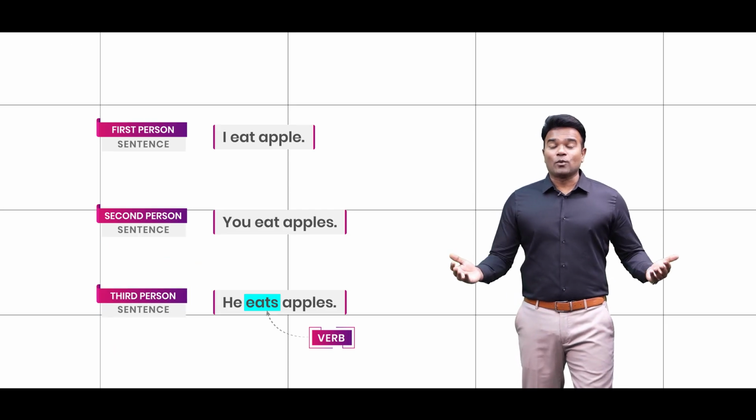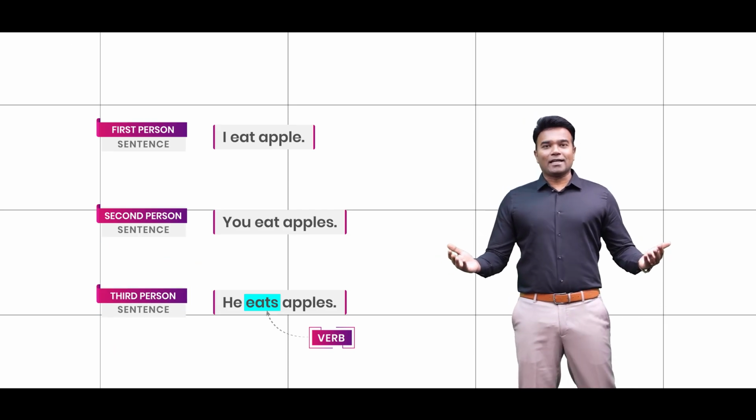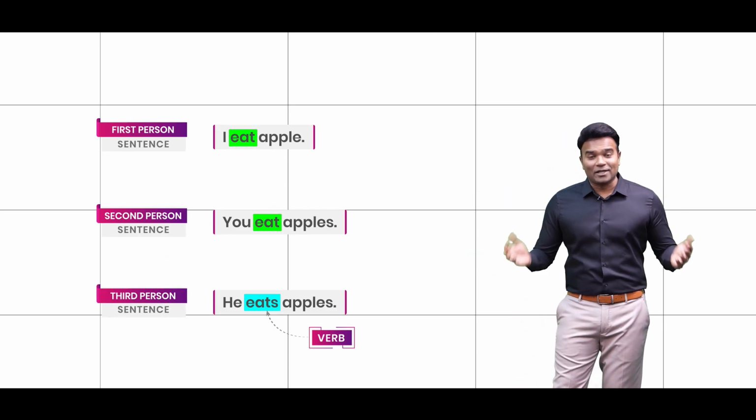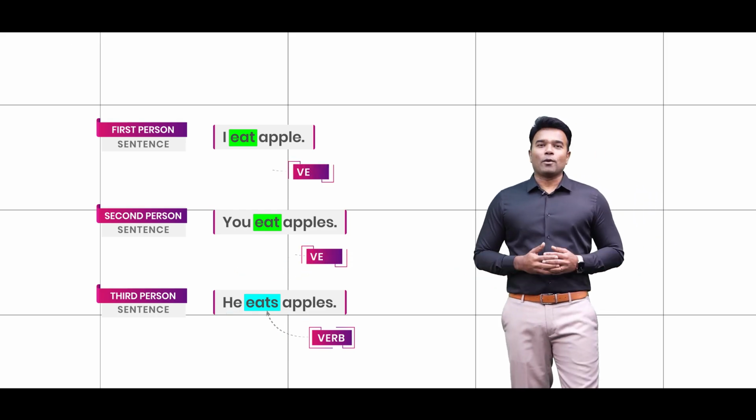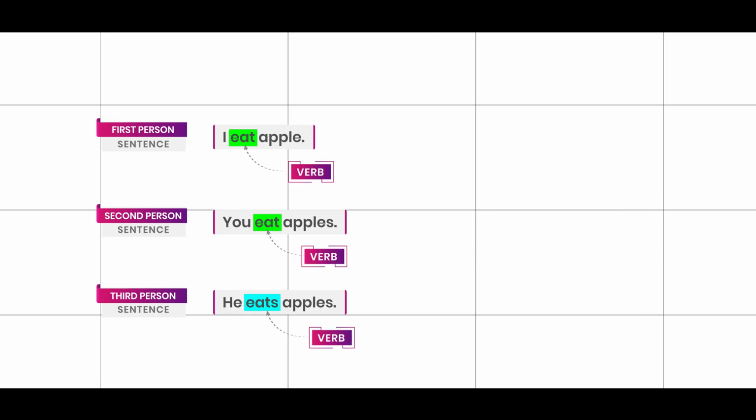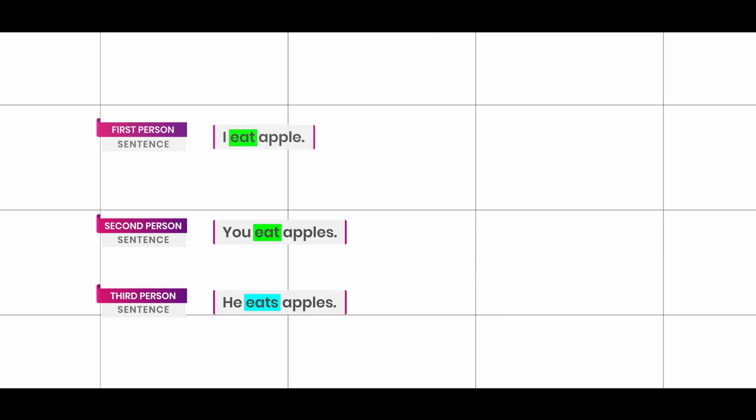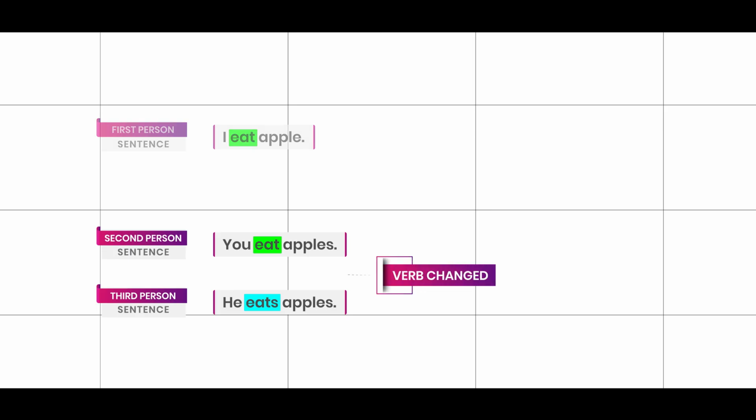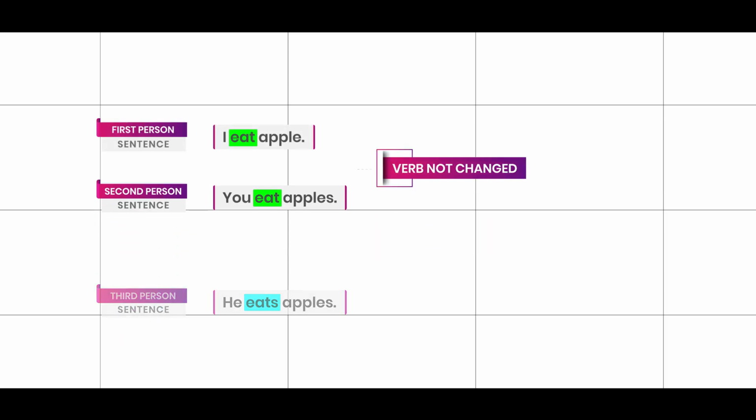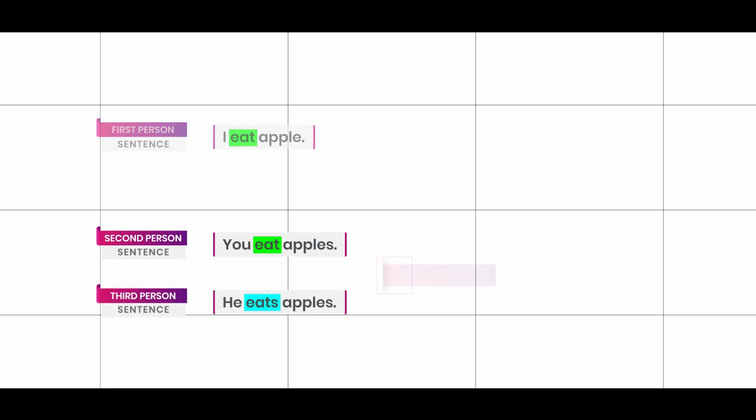In other words, what you have been able to understand here is that eat as well as eats happen to be the verb in these sentences. But then you can notice that there is a change in the verb as the sentence person changes from the second person to the third person. Of course, there is no change in the verb between the first person and the second person sentence, but between the second and the third, you can see that the verb eat changes to eats.